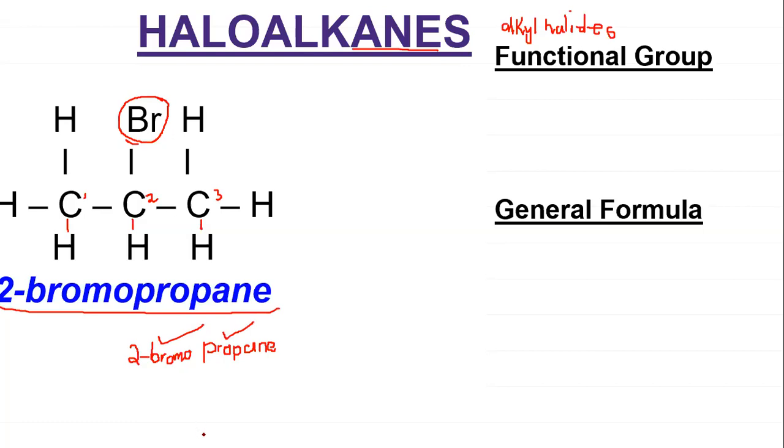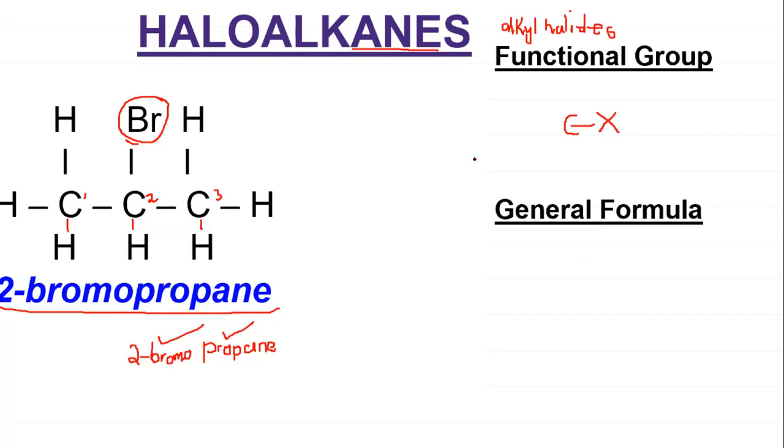Then we also need to know the general formula of haloalkanes. And we must also know the functional group of haloalkanes. Now, let us start with the functional group. Remember now, if it is a haloalkane, the first aim is to say, I want to show you that a carbon is bonded to a halogen, and that halogen, we represent it using X.